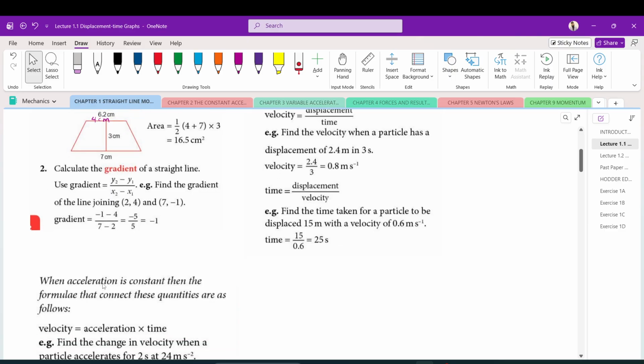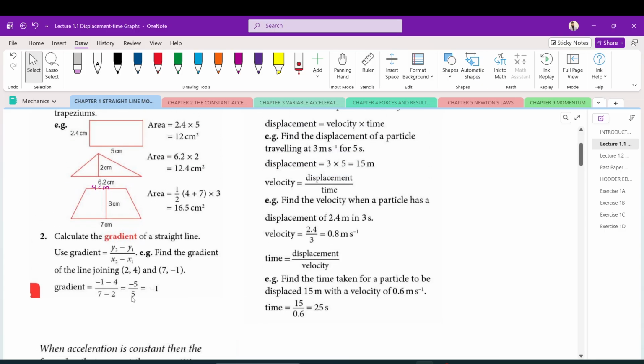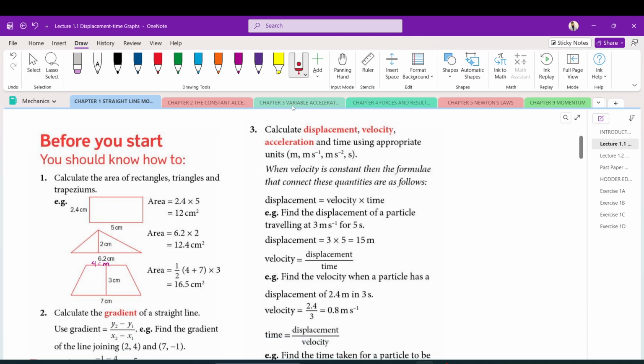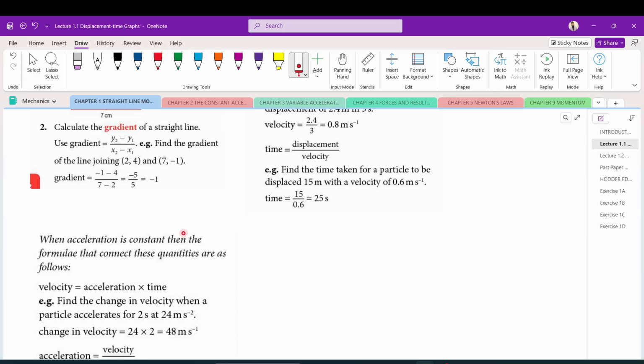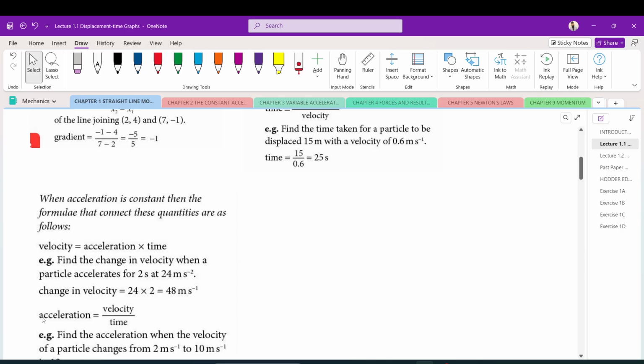Then when acceleration is constant, then the formulae that connect these quantities are as follows. Also, you should see that they have given you a condition that when can you use these equations. You can use this equation when the velocity is constant. And for this equation that we are going to see over here related to acceleration, you can use this equation when acceleration is constant. Okay, what is the equation? Velocity equals acceleration multiplied by time. Okay, we can rearrange this equation and we get acceleration is equal to velocity over time.